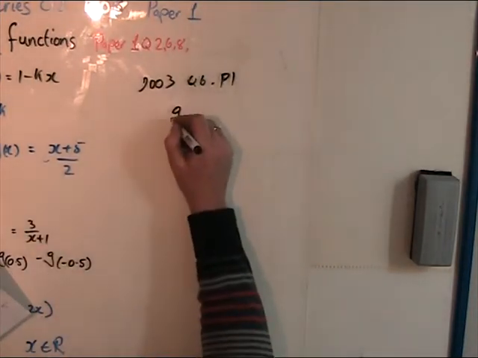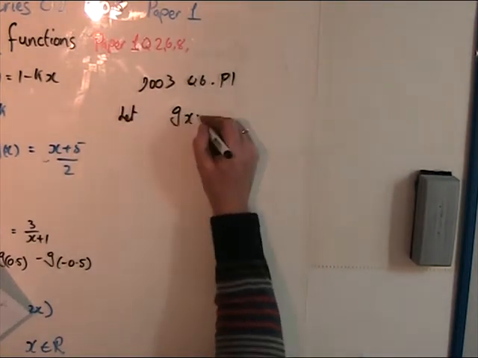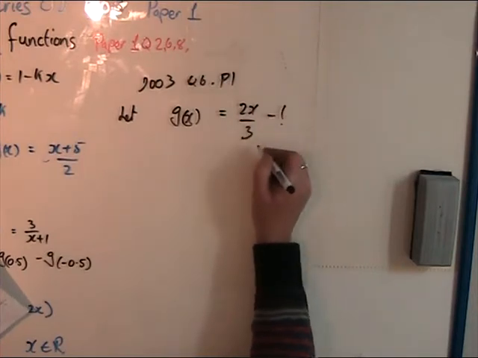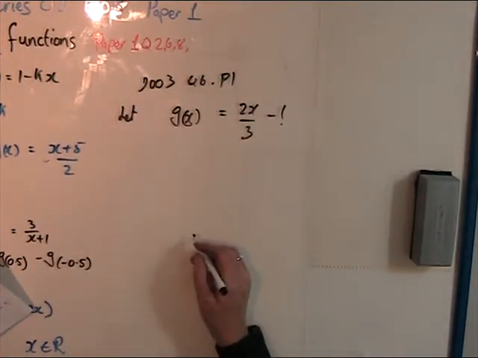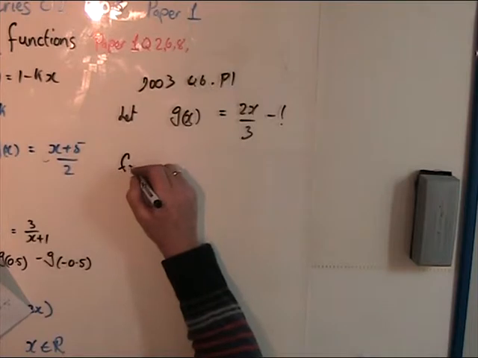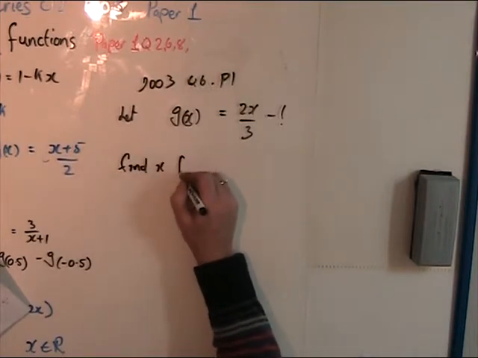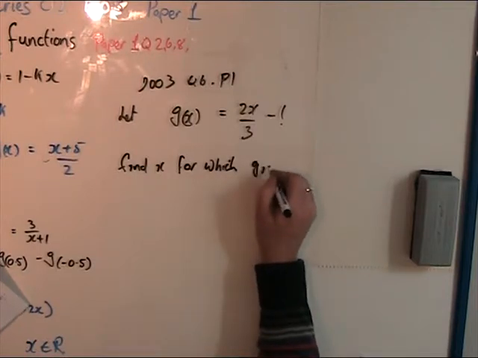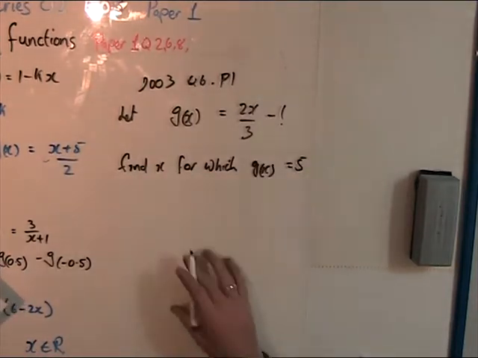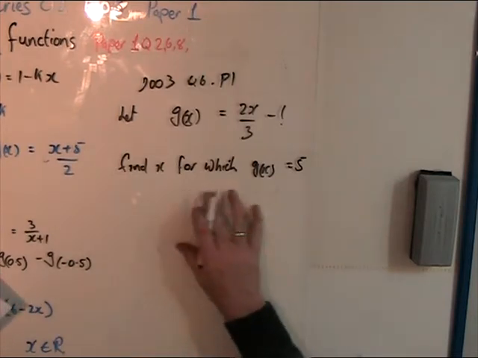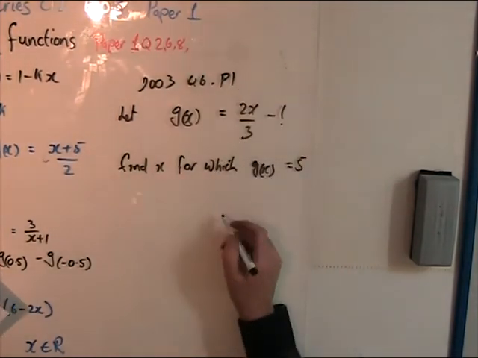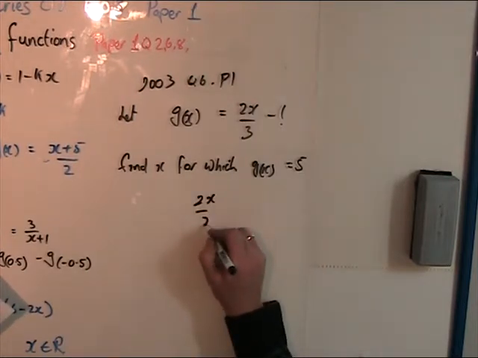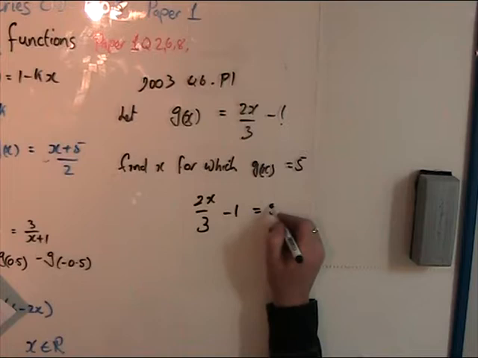g of x equal to, it says let, right, remember let, okay, minus 1. And it says find x for which, and it goes into all this long explanation, for which g of x is equal to 5. Okay, so big long explanation, and you're going to make that equal to 5. So g of x is equal to 5, so 2x over 3 minus 1 is equal to 5.